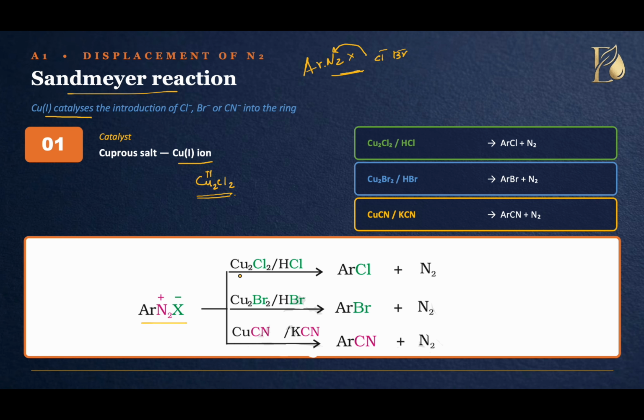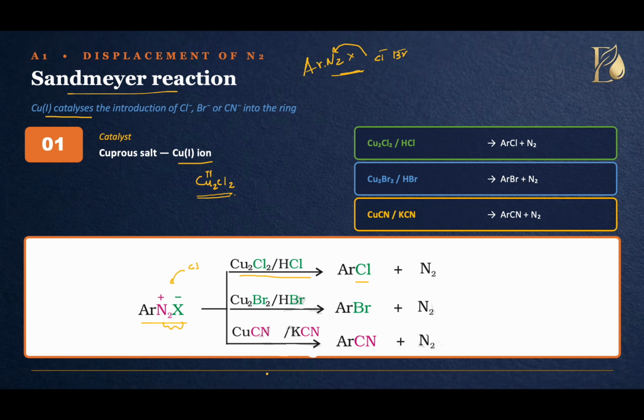To that, in presence of cuprous salt and HCl, we can introduce chlorine to the aromatic ring. So N2X, this group is leaving and chlorine is coming, and we will get a chlorobenzene. If Ar is benzene group, we will get chlorobenzene and N2 is released. While cuprous bromide introduces bromine and cuprous cyanide introduces cyano group.